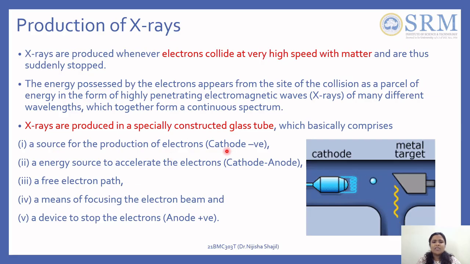source for the electrons. That is nothing but the cathode. The cathode is negatively charged. Why do I need it negatively charged? It is going to give me electrons, and these electrons have to go far away. So this is negatively charged.